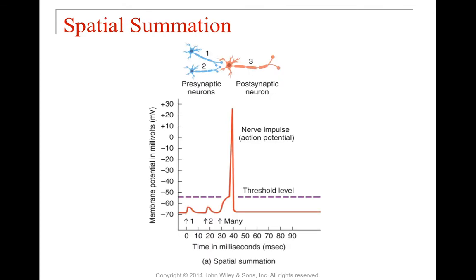Okay, so this is a type of spatial summation. For example, this is the postsynaptic neuron, which means it's at the end of the synapse, and these guys are presynaptic, which means they're sending information. So their axons are interacting, and in this case it looks like they're interacting with the dendrites.